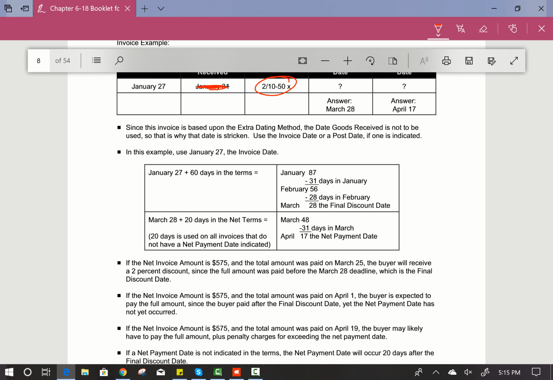January 27th plus those 60 days. If we add 10 plus 50 together, that gives us 60. And that's why I'm bringing that right down there. And then January 27th plus 60 days gives us January the 87th.